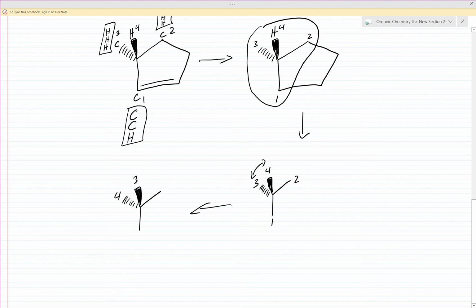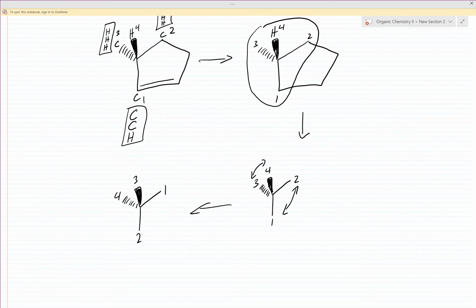But if you switch one part of the molecule, you also have to switch the other part. And so you're going to see the 2 and the 1 positions also switch. So the 2 gets placed on the bottom, and the 1 gets placed on that top right.